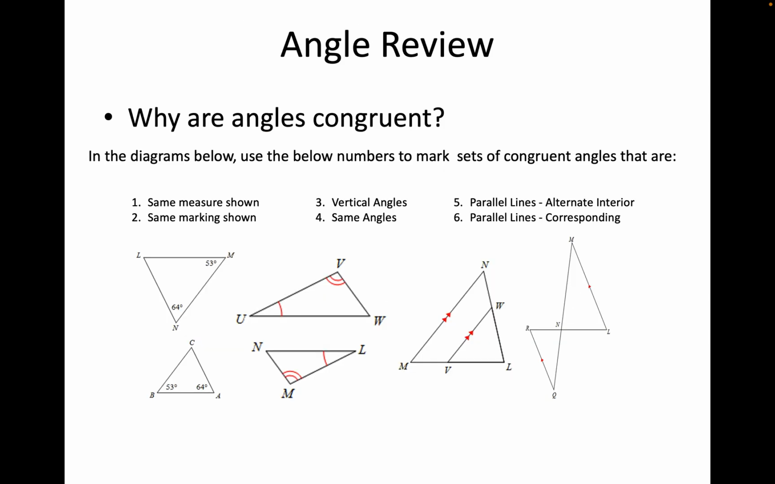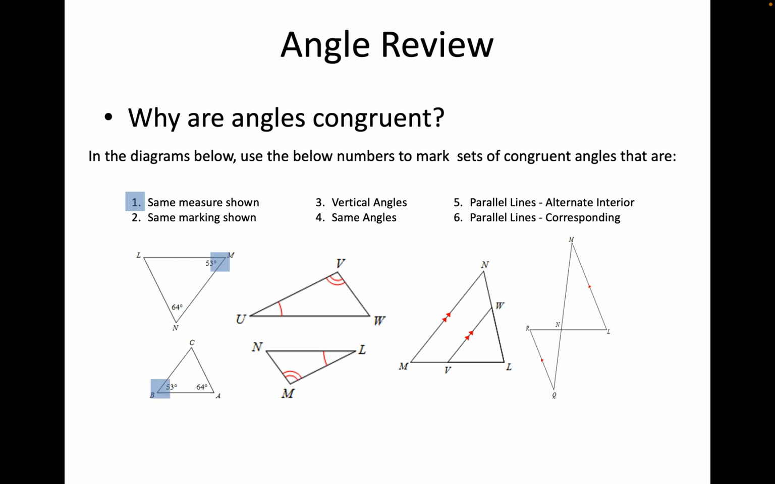All right, let's do one more quick review about angles, because so far in this class we've learned 6 different ways that we can prove that angles are congruent. And we're going to need to use all 6 of these ways to be able to do these problems, so I wanted to review them. The 6 different ways that we have so far learned that angles can be shown to be congruent are: number 1, they could have the same measure shown.